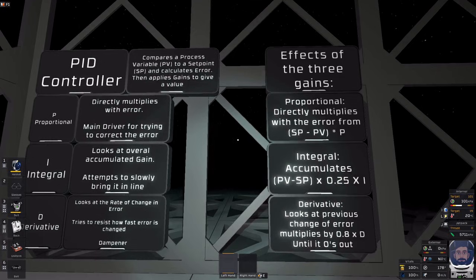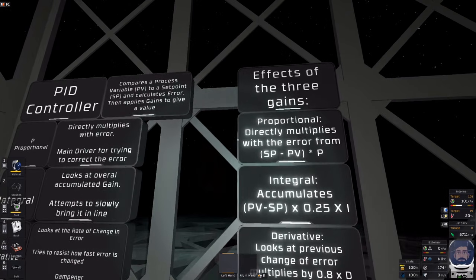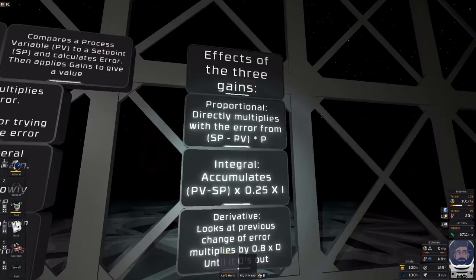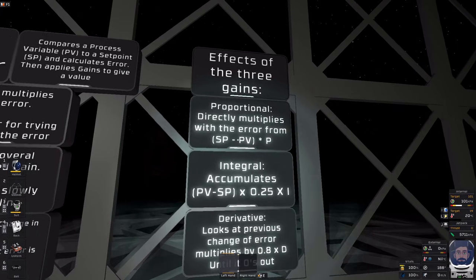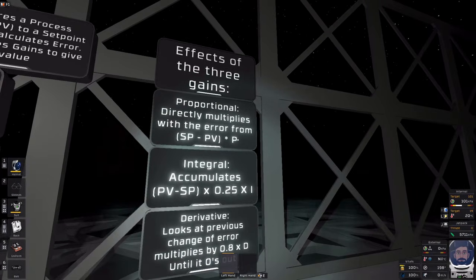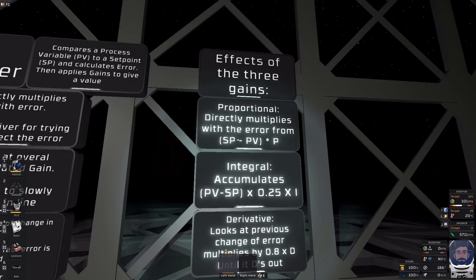talking about our PID controller, I had to do some tests to find out roughly what the numbers came out to be. Now, like I said, proportional is directly your set point minus your PV, and then the proportional gain directly multiplies to that. So that's simple, that's easy to calculate.